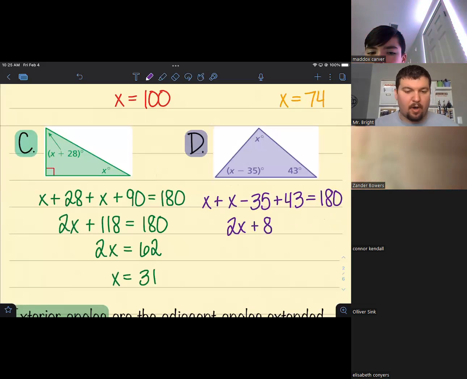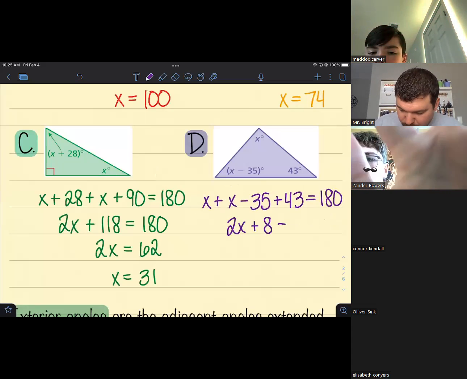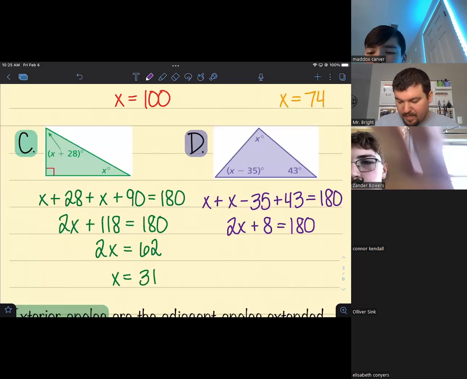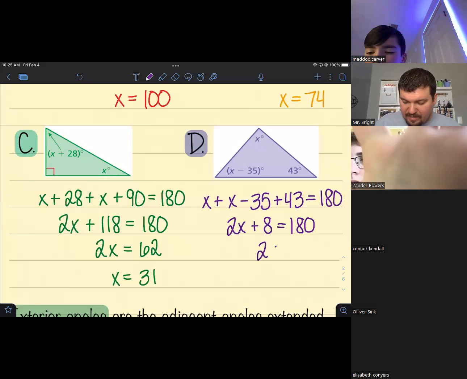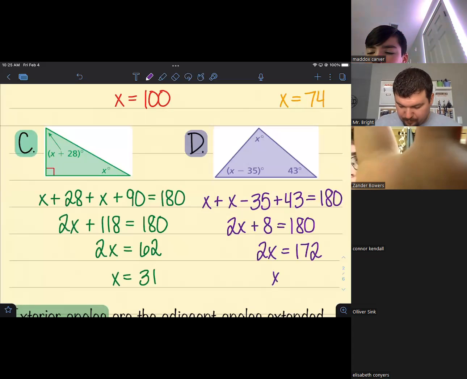Yes, 8. Because they're different signs, we're going to subtract, and we have more positives than negatives. So that takes us all the way back to our integer rules that we reviewed at the beginning of the year. So make sure you're checking what signs are in front of the number as you're combining them. And then we'll subtract 8 from both sides, which is going to give us 172. And then can somebody divide that by 2 for me and tell me what x is going to be?